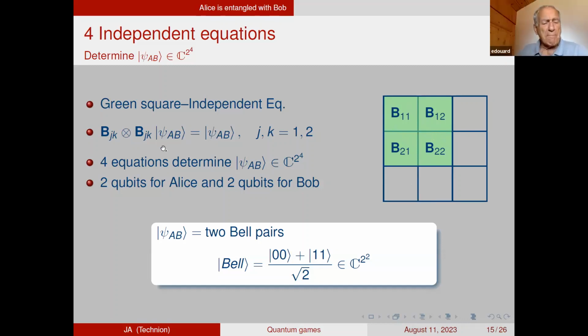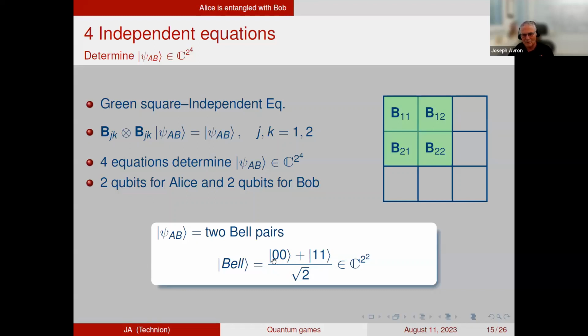Okay. And the point is now that we get 4 equations, right? For every point in the square, there are 4 equations for this psi, which is a state of 4 qubits. And this is just the right number of equations I need to get a unique solution psi AB. And it turns out, if there is enough time, we can do the algebra and find out that psi AB is actually a product of 2 Bell pairs, where here is a Bell pair.